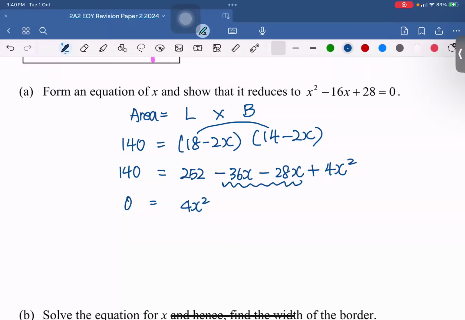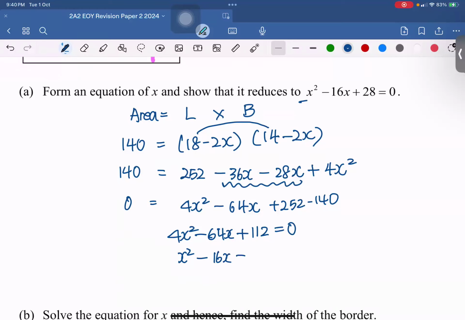Become bigger. Yes. Then 252 minus 140. Negative 112. Become negative. Is it 112? No, 252 minus 140 is never going to become negative 112, it's positive. Then I want x squared, so I divide by 4. 64 divided by 4 is 16. I need to divide by 4.